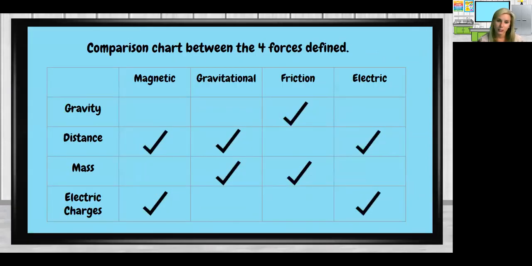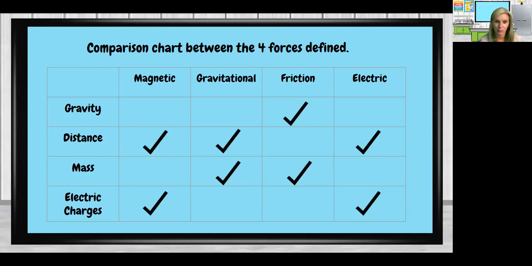So here is the comparison chart between the four forces that were defined. Across the top, you'll see the forces listed: magnetic, gravitational, friction, and electric. And then on the left, you're going to see some characteristic traits and what they apply to. So for example, friction is directly related to gravity.